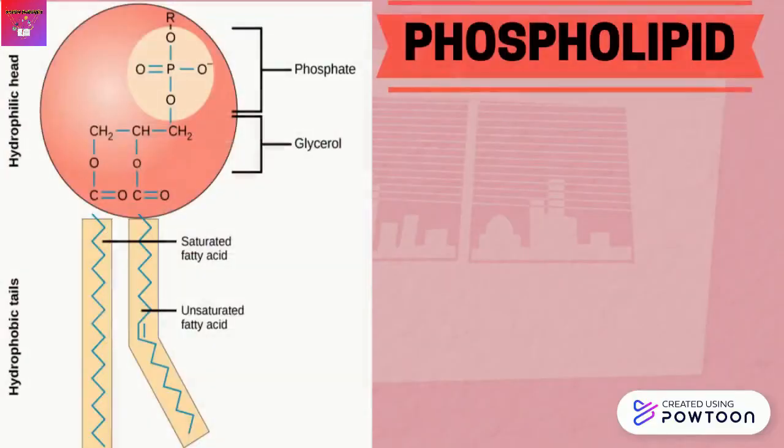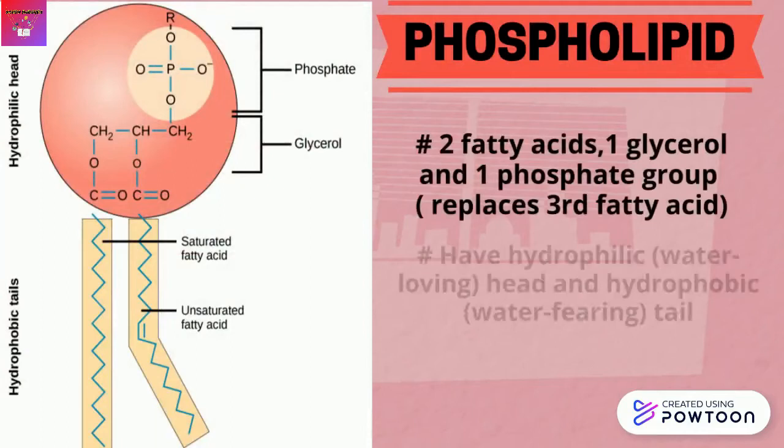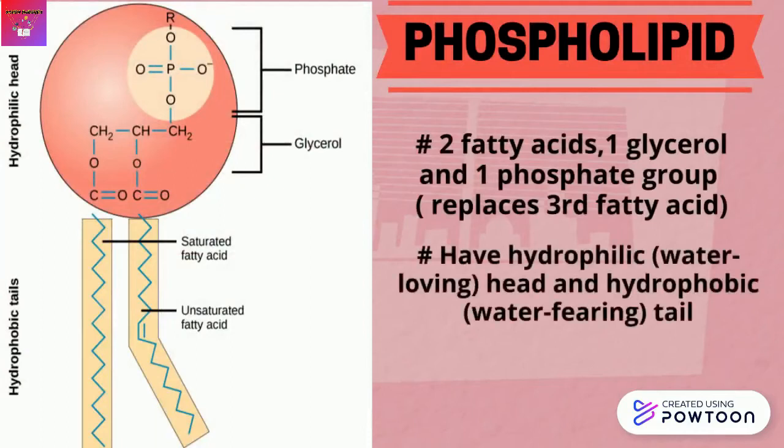Moving on from triglyceride molecules, we have a unique type of lipid which is called phospholipids. Phospholipids are exactly the same as triglycerides, but instead of 3 fatty acids, they only have 2 fatty acids, 1 glycerol and also 1 phosphate group which replaces the third fatty acid. A unique characteristic of this molecule is that it has a hydrophilic or water-loving head and hydrophobic or water-fearing tail.